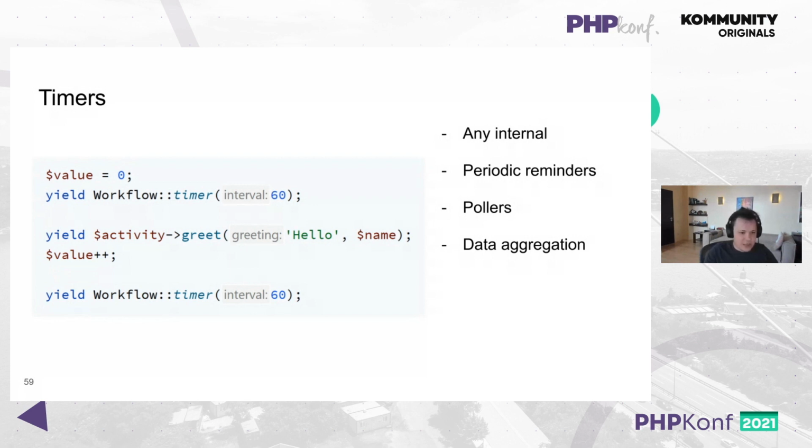almost a year. In this example, what we do, we set a value of a variable to 0, and then we sleep for 1 minute. Then we do some activity, add a value, and then we sleep for another 1 minute. What is going to happen under the hood?